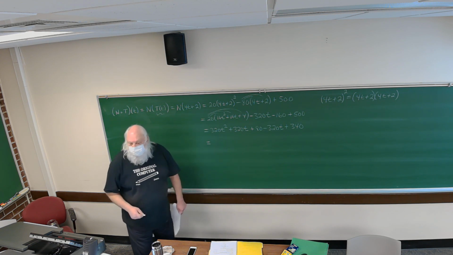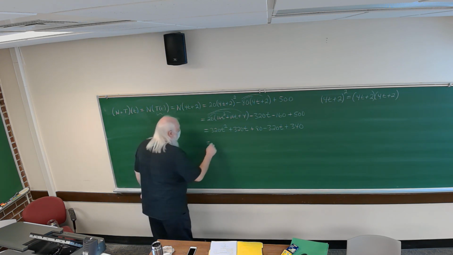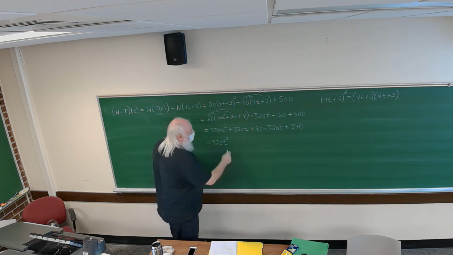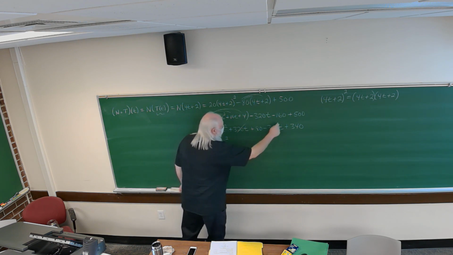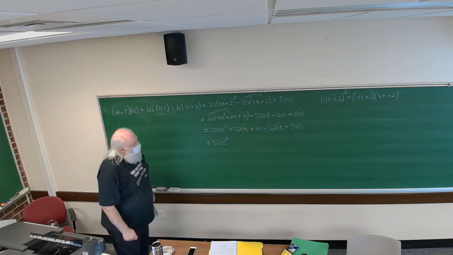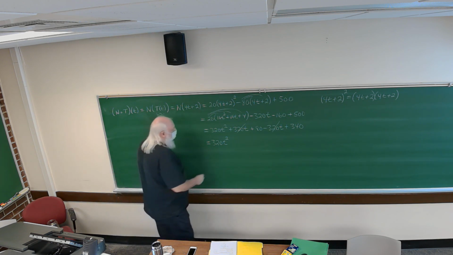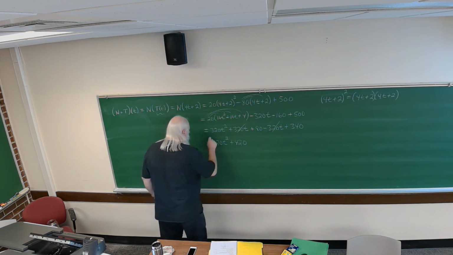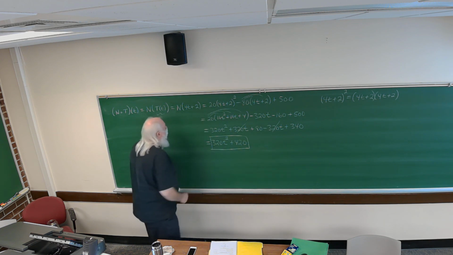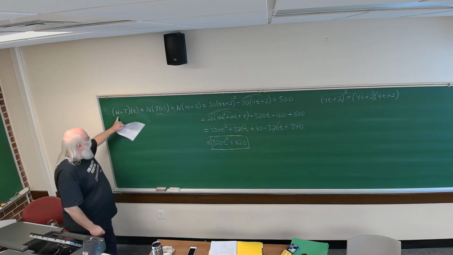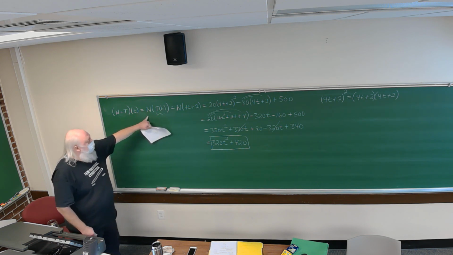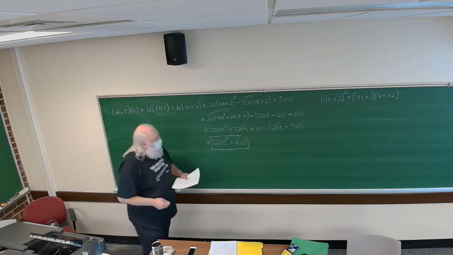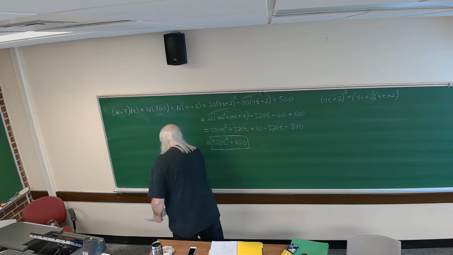Now you just combine like terms. There's only one term with t squared, 320t squared. And then terms involving t, 320t minus 320t, they cancel. And we're left with 80 plus 340, which is 420. So the composite, big N with big T as a function of little t, is equal to 320 little t squared plus 420. Now we've got to give an interpretation for this composite function.